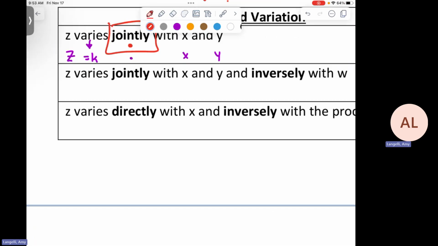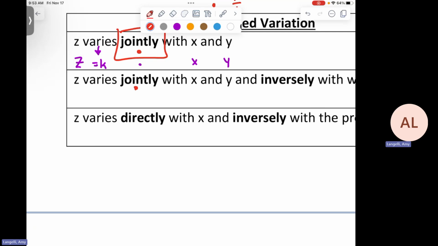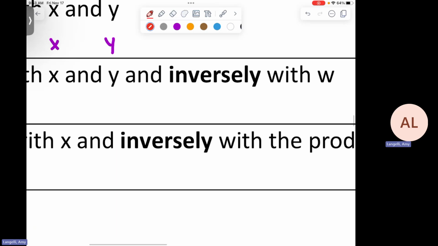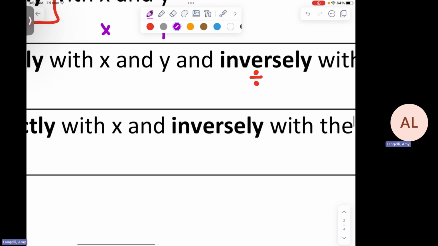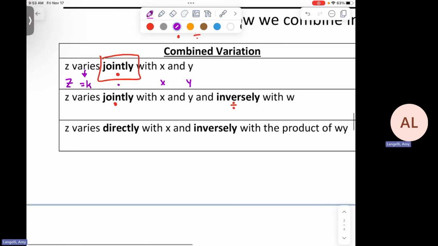So the next one says Z varies jointly. I'm just going to write a multiply sign by jointly. And what sign do you think I'll put by inversely? Multiply or divide? Yeah. Okay, and then every time I see something important, I'm going to translate it. So here's Z. The word varies means equals K. Jointly, so I'm going to have a multiply. What does it multiply with? X. X and Y are both multiplied, but then divided by, what will I divide by? W.